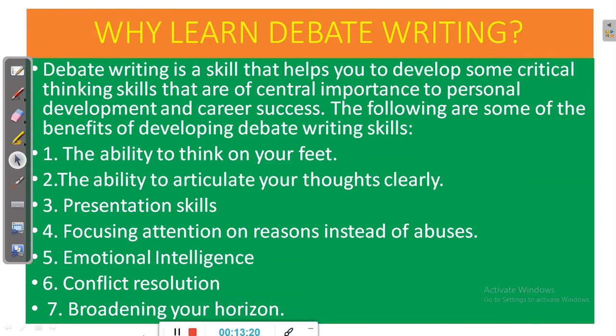Now, a lot of discussion has been going on about the importance of emotional intelligence. Gone are the days when big organizations and even academic institutions placed emphasis on IQ, that is intelligence quotient, though that is still being paid attention to. But today, people talk of EQ, that is emotional quotient. So, your ability to control yourself is really very important, and that is what debating itself teaches you to do.